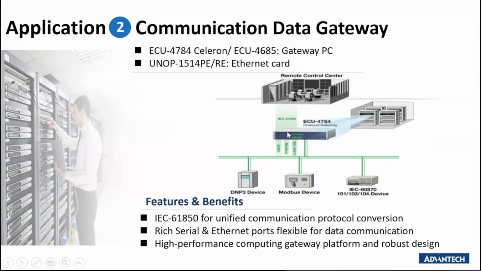For the communication data gateway, we can deploy our ECU 4784 using the Celeron, or ECU 4685, as a gateway PC. It acts as a protocol gateway, and we plug in the Ethernet card to have communication protocol conversions, and also a rich set of serial and Ethernet ports for data communications.